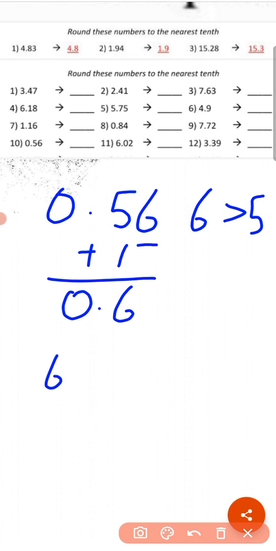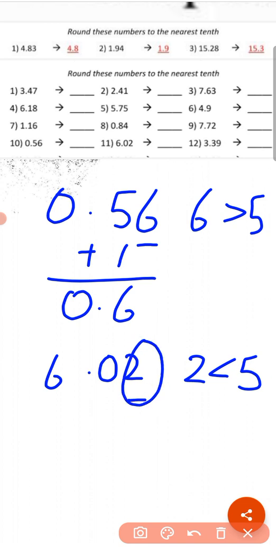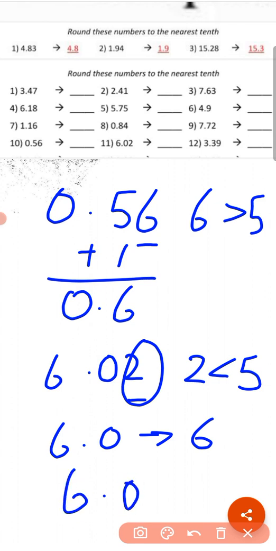Next 6.02. Here digit at the 100th place is 2, less than 5. So remove this place. 6.0. 6.0 means 6. Here the 10th place is 0. After the decimal point, that 0 is valueless. So our answer is 6. 6.0 is equal to 6.